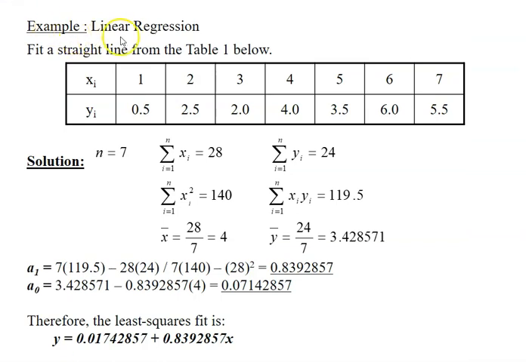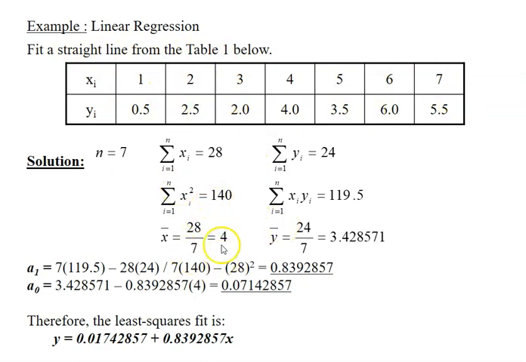Okay, let's look at one example of linear regression. Fit a straight line from the table below. So you have data here, taken from probably an experiment. You have x as 1, 2, 3, 4, 5, 6, 7, and all the y data as shown here. So the question asks you to find a straight line, or the best fit, for this set of data.